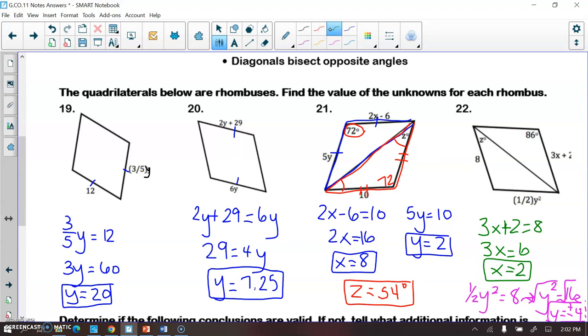And then same thing here, opposite angles are congruent. So this is 86 degrees. This is an isosceles triangle because these two sides are congruent, which means base angles are congruent. And so if I do 180 minus that 86 and then divide by 2, I wind up with Z is equal to 47 degrees.